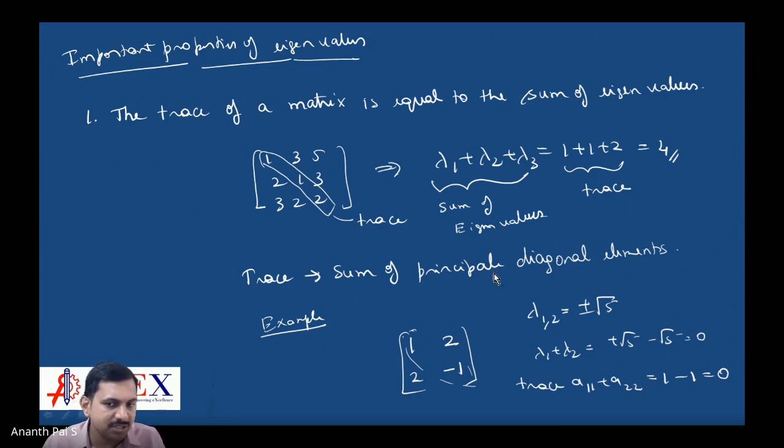What is trace? Trace is, I just said. For example, here we have got lambda 1, lambda 2 is equal to plus or minus root 5. Now, if you add both, what will happen? You get 0. You add these two, you get 0. Make sense? This is what we have done already. That's what we checked.